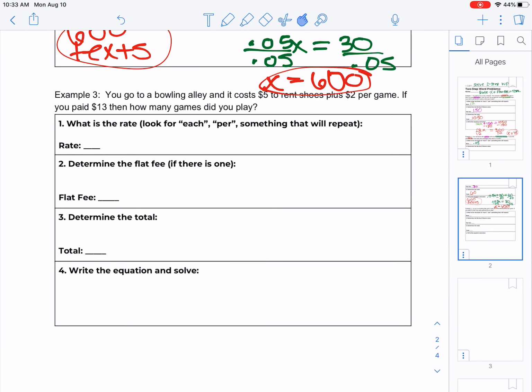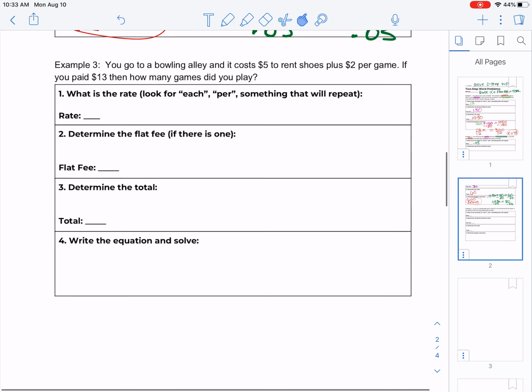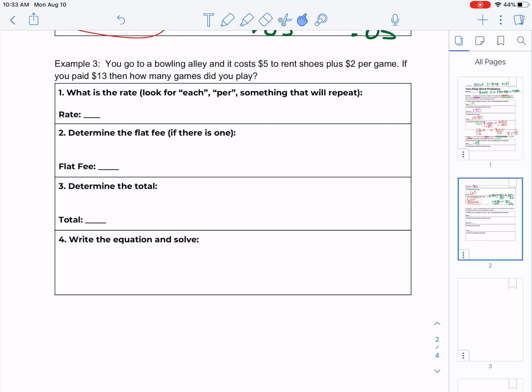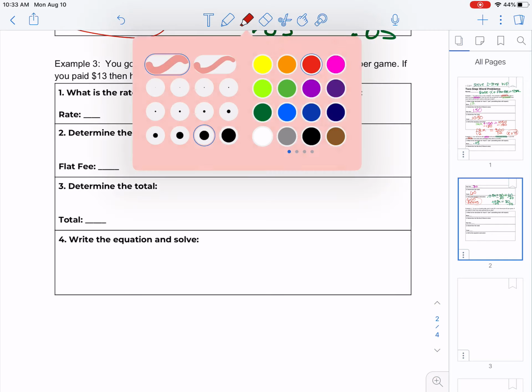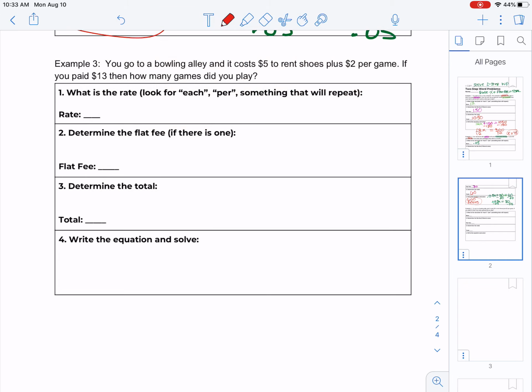All right, and then last one, I'm going to erase this just to make sure we can read the word problem. The last one is the example of going to a bowling alley. Again, we'll try to find the total first, but let's just read the problem. It says you go to a bowling alley and it costs $5 to rent shoes plus $2 per game. If you paid $13, then how many games did you play? So our total bill was $13.